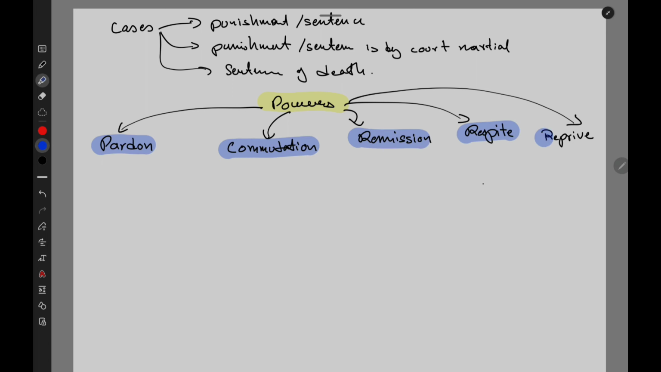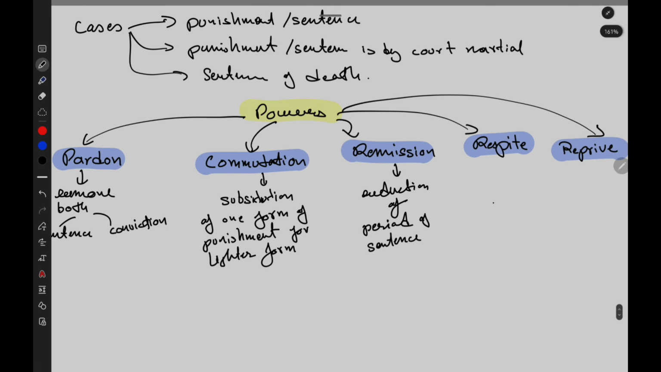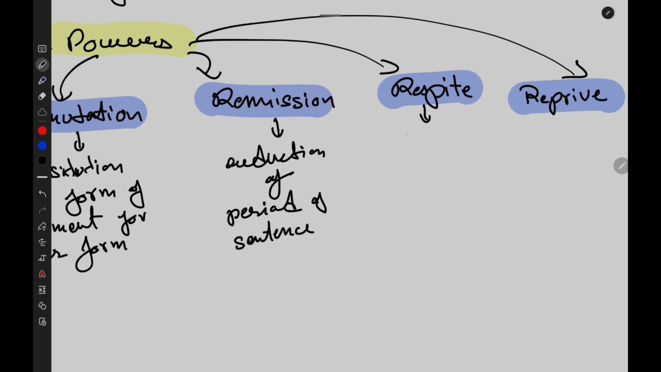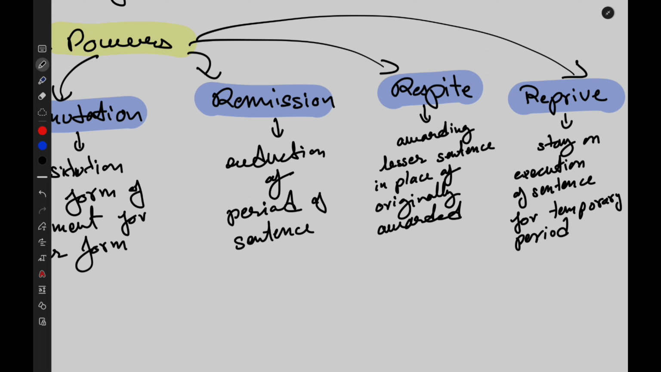Now let's see each one of them. Pardon means remove both sentence and conviction. Commutation means substitution of one form of punishment by a lighter form of punishment. Remission means reduction of the period of sentence. Respite means awarding a lesser sentence in place of the original sentence awarded. Last is reprieve. Reprieve is basically a stay on execution of sentence for a temporary period.